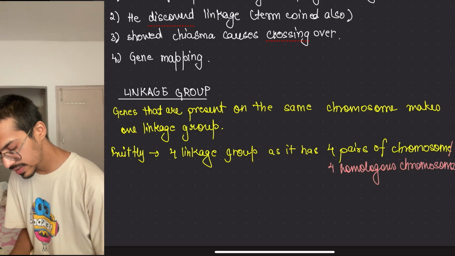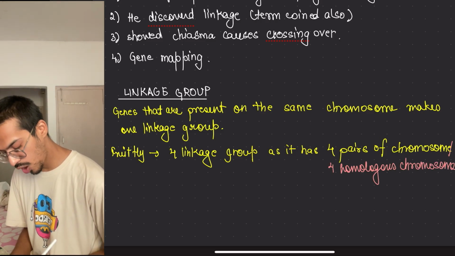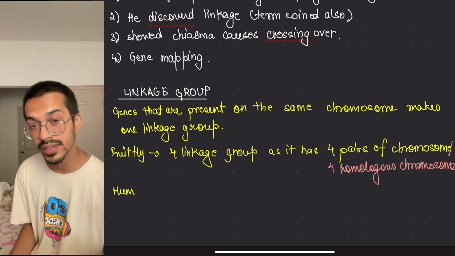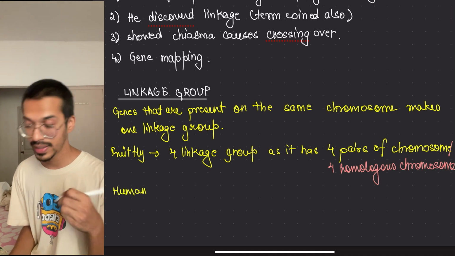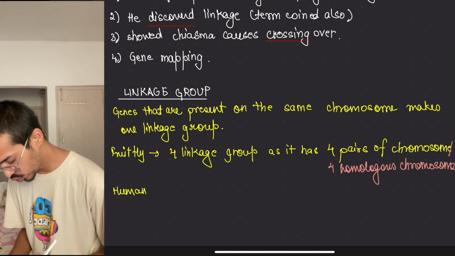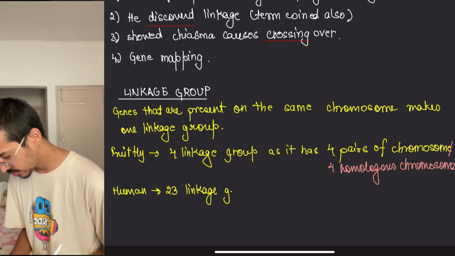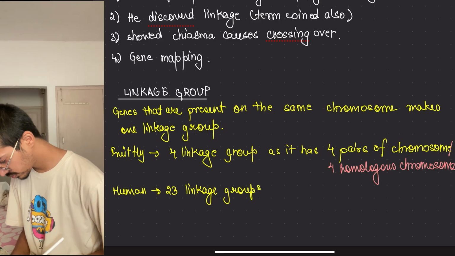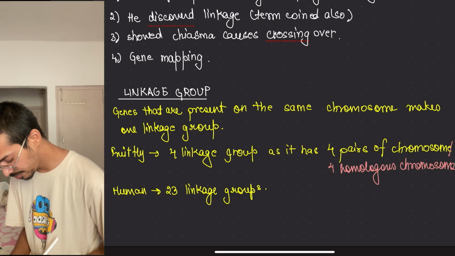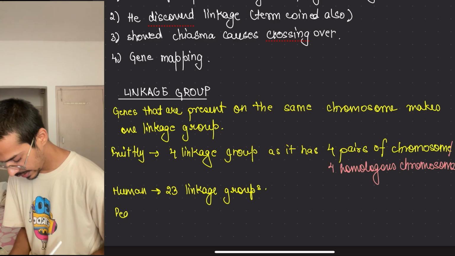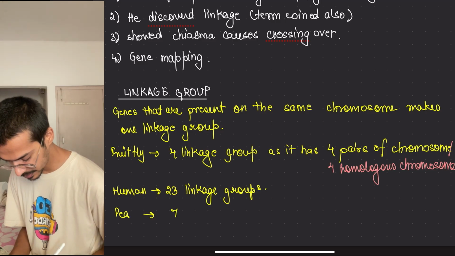Okay, next thing, in case of humans, how many pairs do we have? 23. So there will be what? 23 linkage groups. Human has 23 linkage groups. Then we have pea. It has 7 linkage groups.